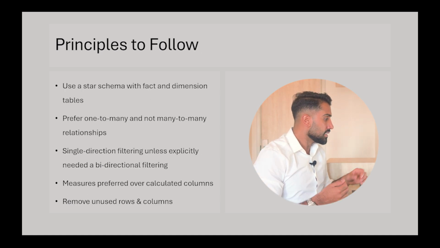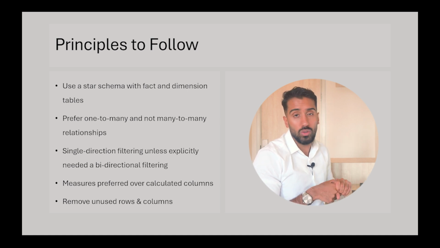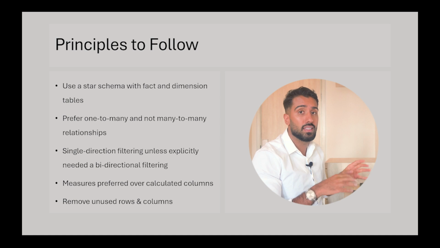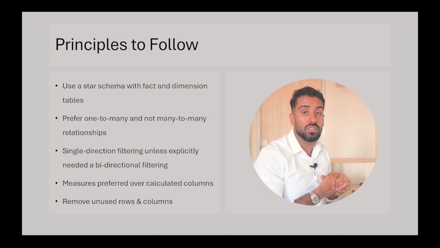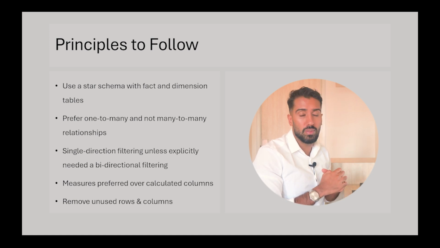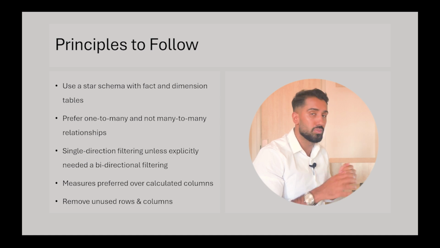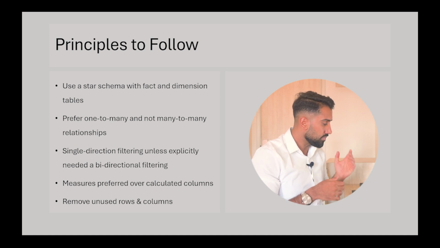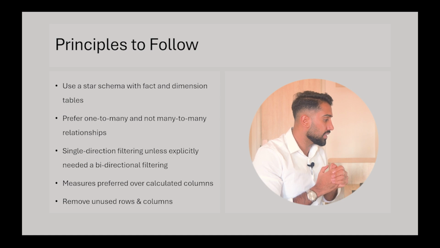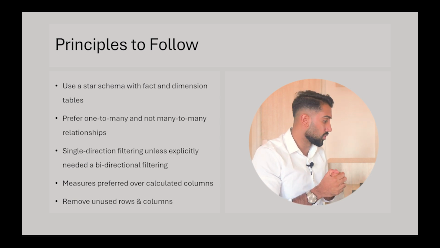Some principles to follow that are good to think about: use a star schema with fact and dimension tables. If you don't know those terms, you should look up star schema, fact and dimension table. Very, very important in terms of having good data models. Lean towards one-to-many and not many-to-many relationships. If you have a many-to-many relationship, you should know very well why you have it, but mostly one-to-many is what you should have. Single direction filtering. Unless you need bidirectional filtering, again, you should know why you have bidirectional over single, because they have a purpose and a use case. And single is what you should be leaning towards.